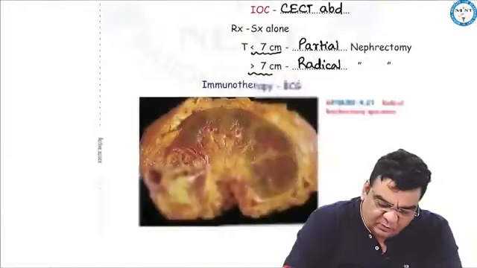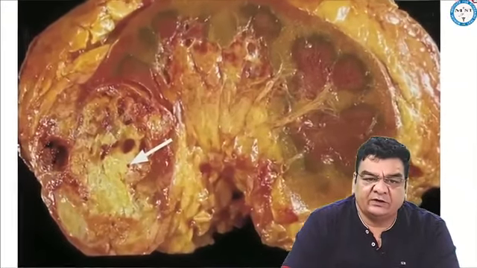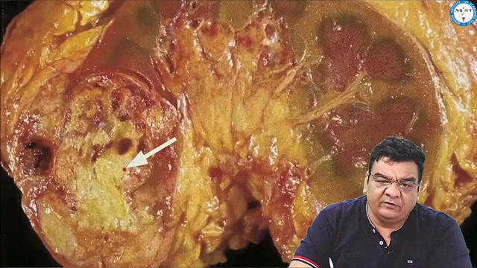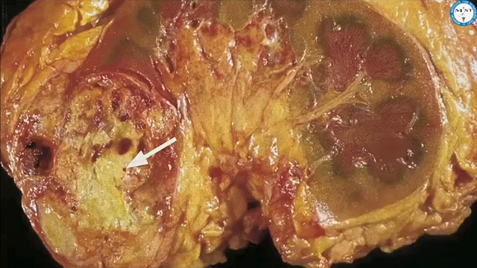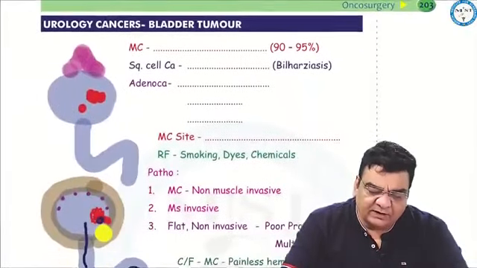But if the tumor is more than 7 centimeters, then we have to remove the entire kidney, and this is the radical nephrectomy specimen. Tumor more than 7 centimeters in size. What you are seeing here is a cancer in the kidney, and for this, you have removed the entire kidney along with the lymph nodes. This has also been asked as an image-based question in your exam. The radical nephrectomy specimen. Right. So this is something about the kidney cancer.